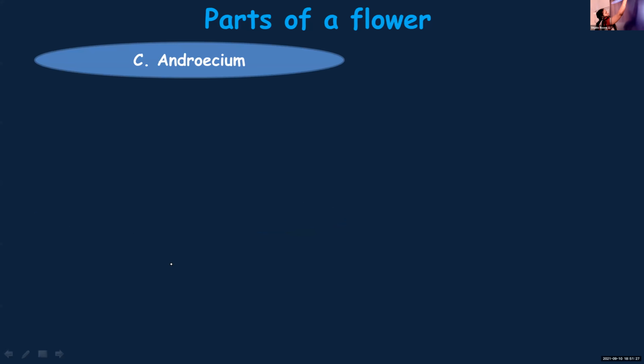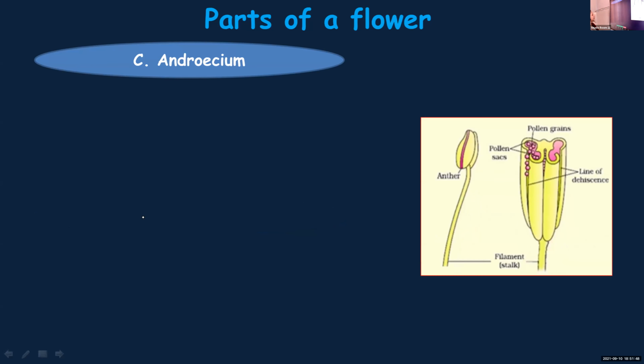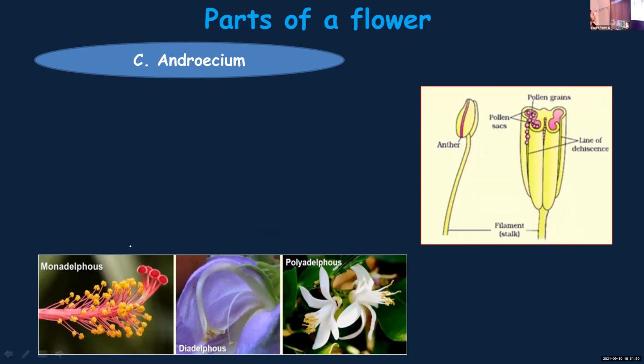Next, we are continuing with the third whorl. So petals and sepals we already completed, and we learned about the mode of arrangement of petals or sepals with respect to the other whorls. And now we are again continuing with the parts of a flower. Androecium. Here you can see androecium.